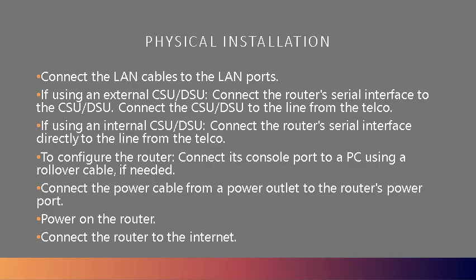To configure the router, connect the console port to the PC using a rollover cable if needed. Connect the power cable from the power outlet to the router's power port. Power on the router. Connect the router to the internet.